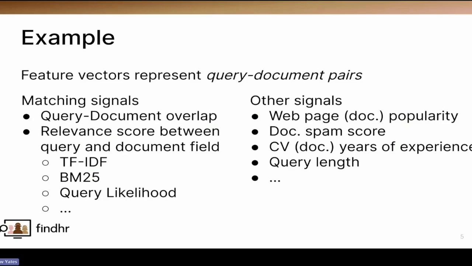So to sum up this slide, the main thing to take away is that these feature vectors are representing query document pairs. So we have one vector for every pair that's characterizing the relationship between the query and the document. And these feature vectors are composed of many different types of signals, both matching signals and signals specific to the query only or to the document only.